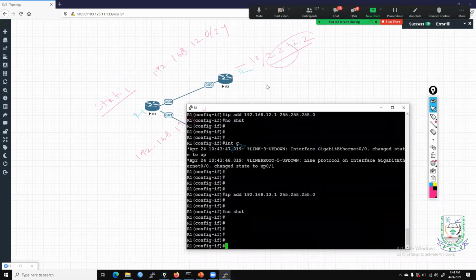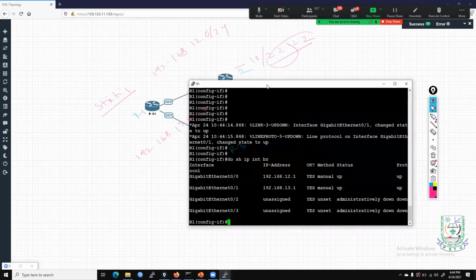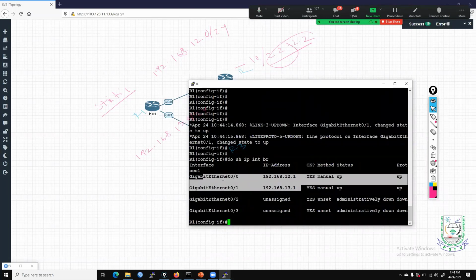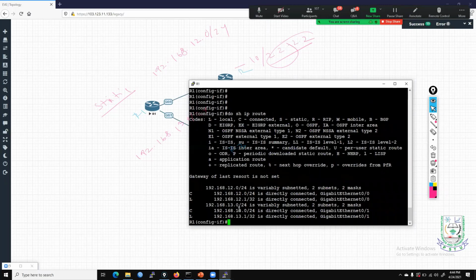If we now check the interface IPs, do show ip interface brief. See, the two IP addresses are already set on the interfaces gig 0/0 and gig 0/1, which are connected to R2 and R3. If we check the route table, we see only the connected networks here: 13.0/24 and 12.0/24. So no route is set yet for the loopback interface of R2.